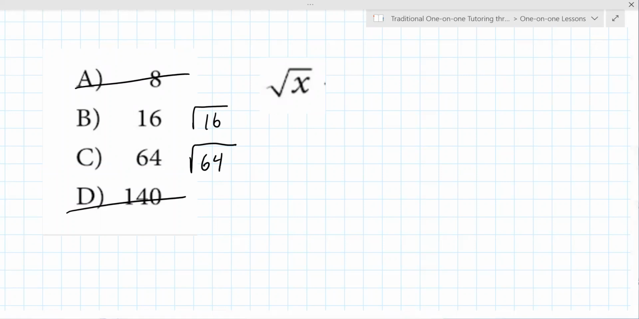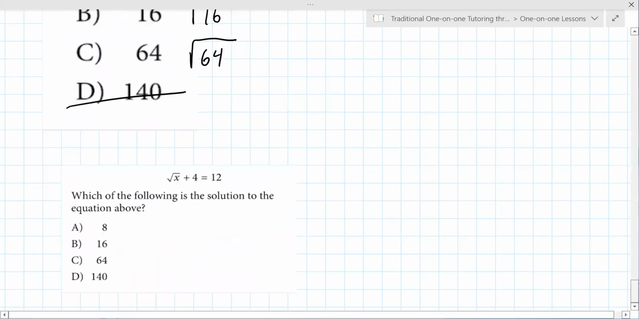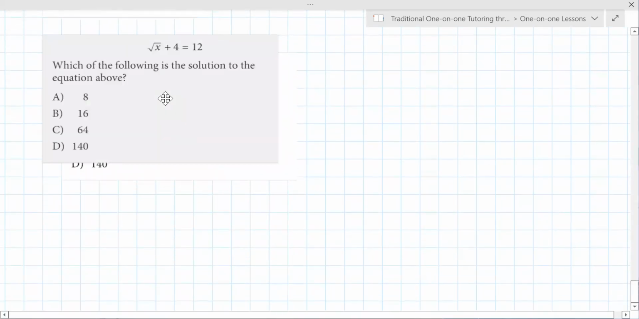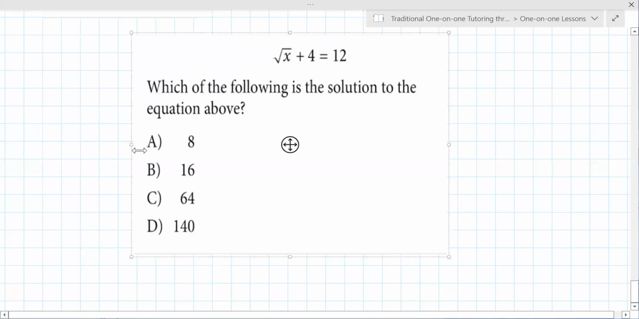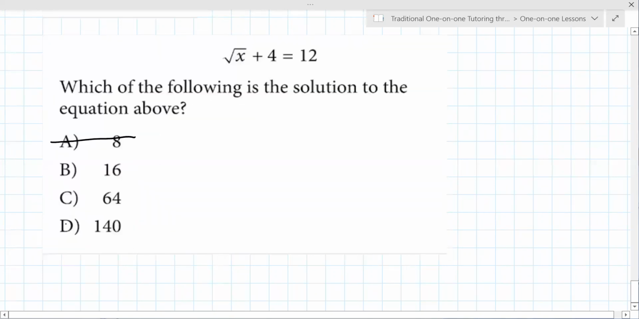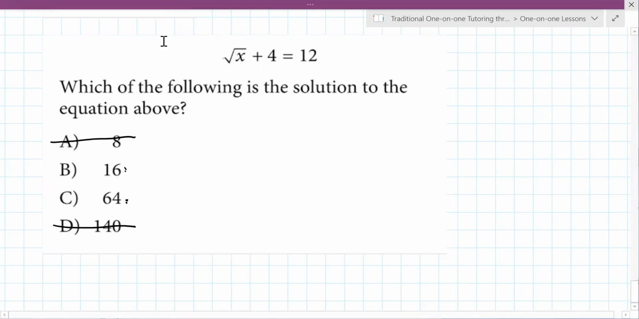Okay. Now let me frame the full question, because this is really how you want to attack this test. I'm going to give you the full problem here, and we'll look at it together. Which of the following is the solution to the above equation? Do you know the square root of 8? So it's definitely not that number. Is it the square root of 140? No. So you either try B or C, and if B is wrong, then it's C. If C is wrong, then it's B. It is C.